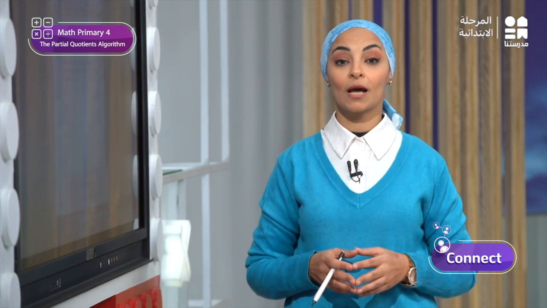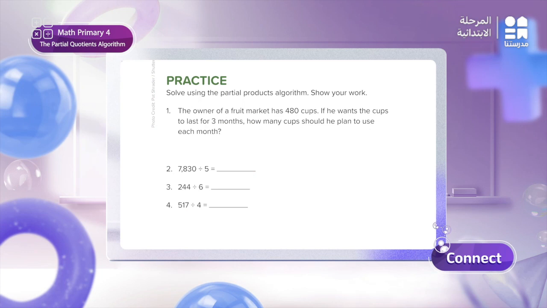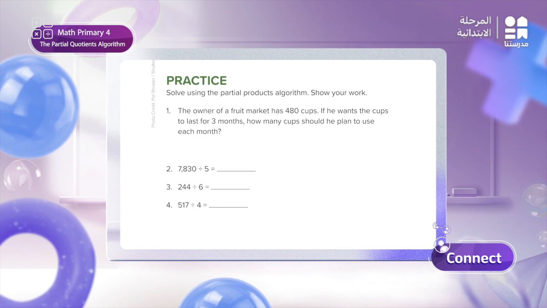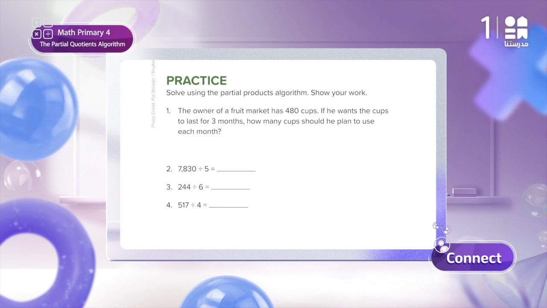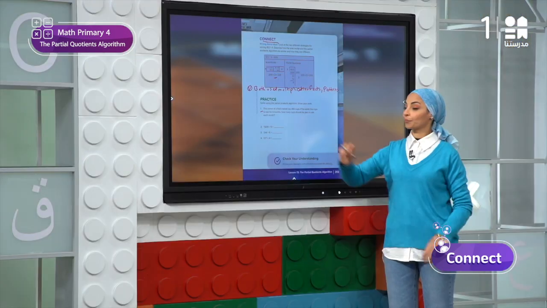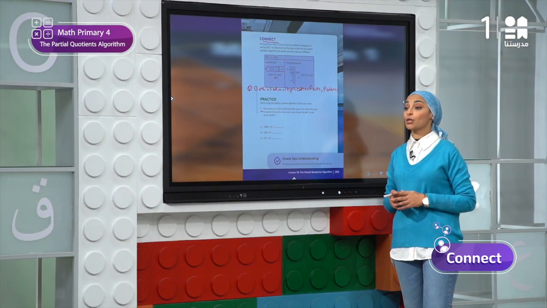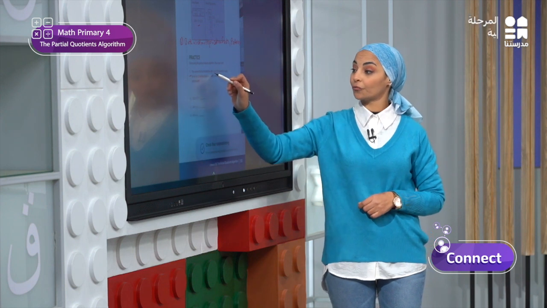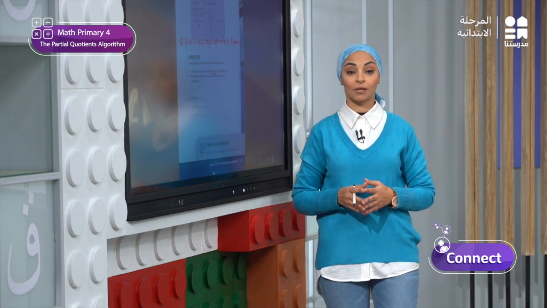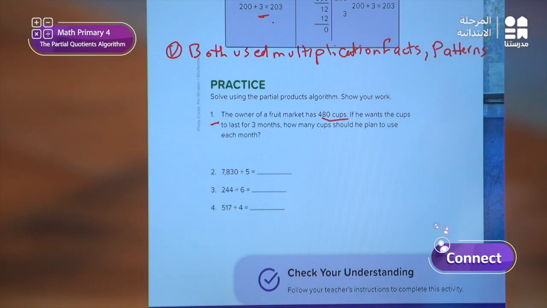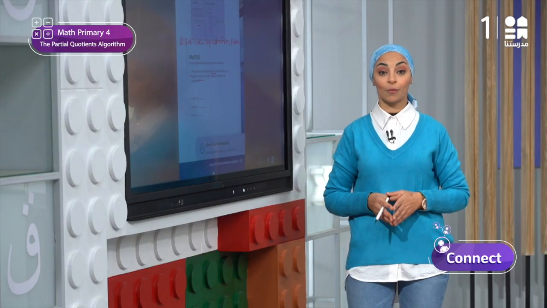These strategies will help us to solve different division problems like the problems under the practice part. Here you will find a group of division problems to solve using the partial quotients algorithm. Now let's see problem number 1. Problem number 1 says that the owner of a fruit market has 480 cups. He wants these cups to last for 3 months. How many cups should he plan to use each month?